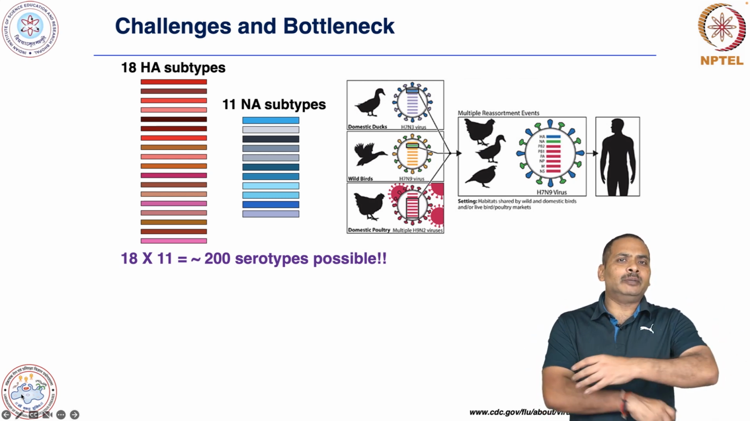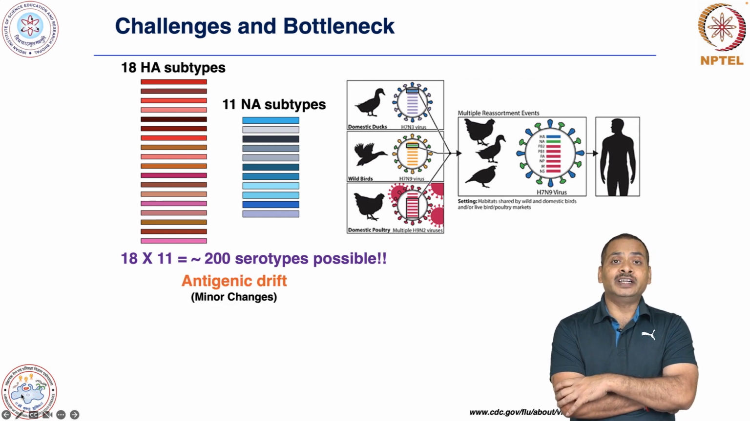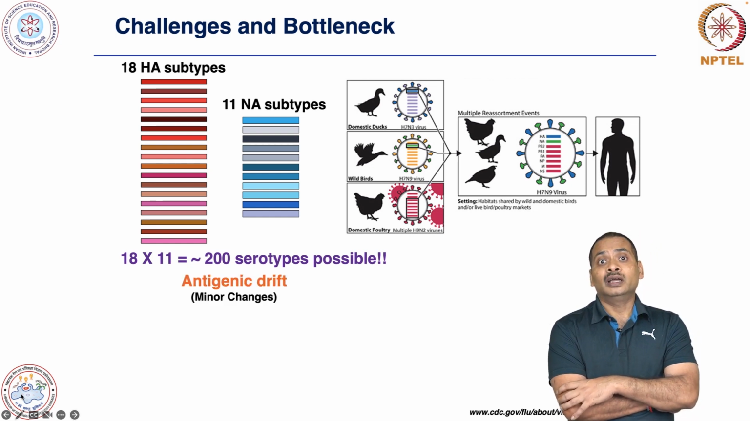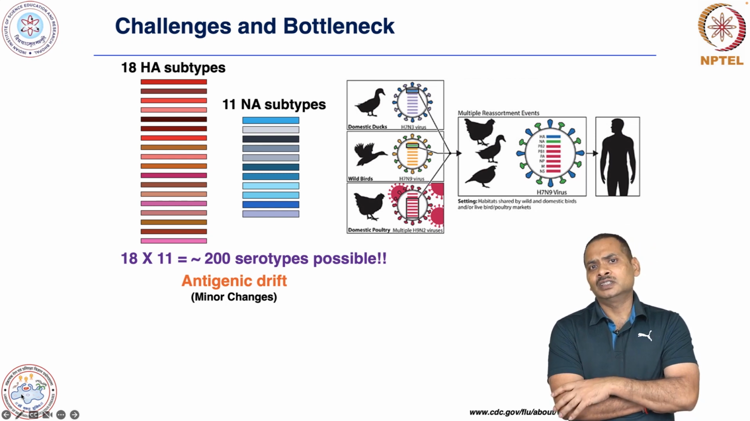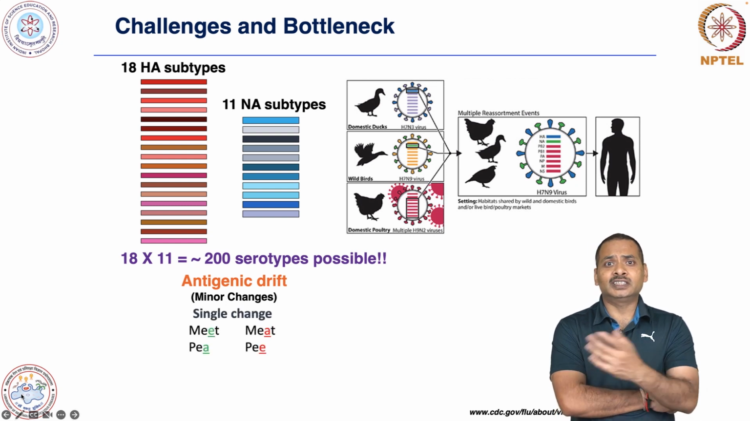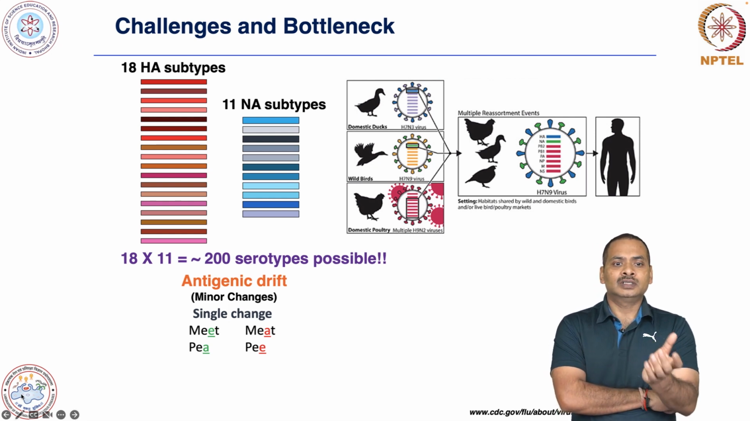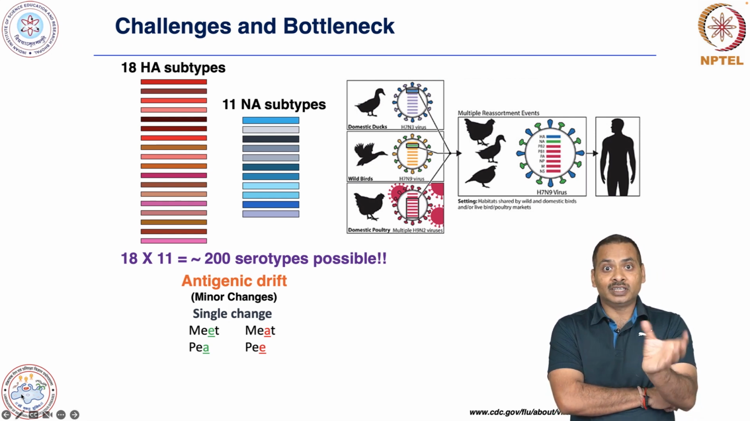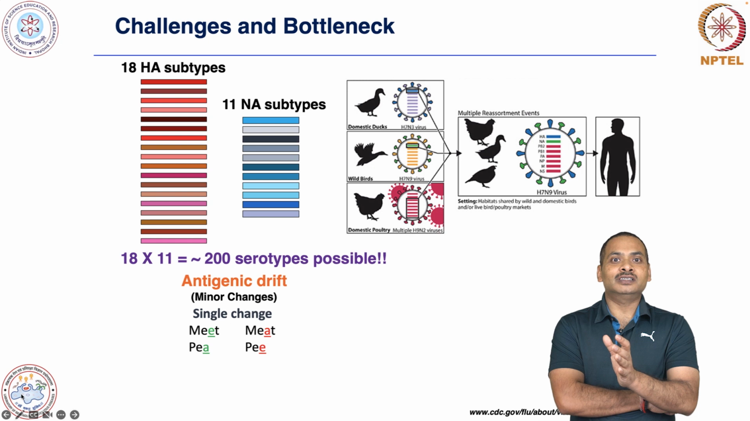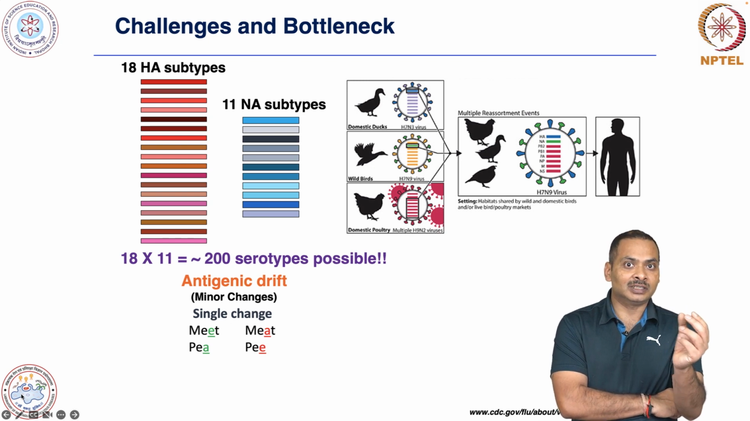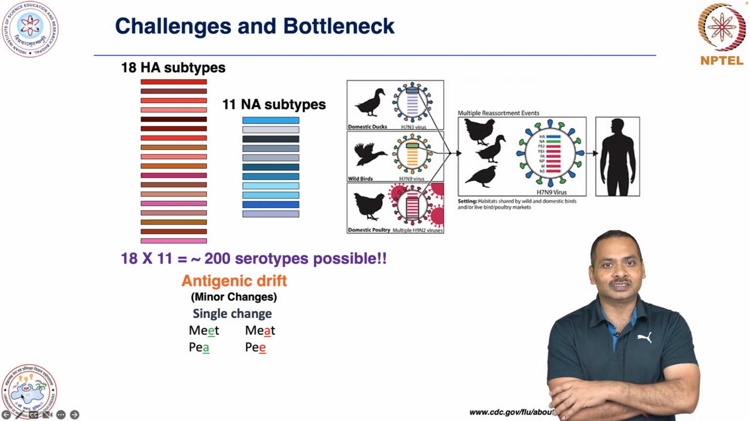Actually, all these things happen by a few simple phenomena, which we call antigenic drift. Antigenic drift is simply minor changes in the genome. Here you can see there is a single change. Meat changed to P, and you can understand the word's meaning is entirely changed. Pea is a bean, and pee is different. It's a process.